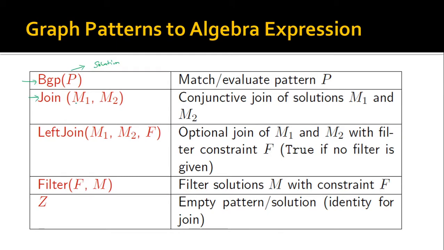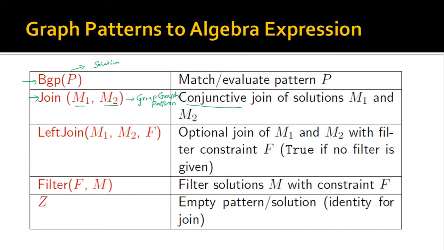Now join, it takes into account two solutions. One is M1 and M2. We'll be representing the solution using the alphabet M, right? Now this join is a conjunctive join of these two solutions. Again, we'll be having a more concrete discussion on what we mean by conjunctive join, right? Now join, we know that it is parallel to group graph pattern. So this is what is important to us at this point in time, right?